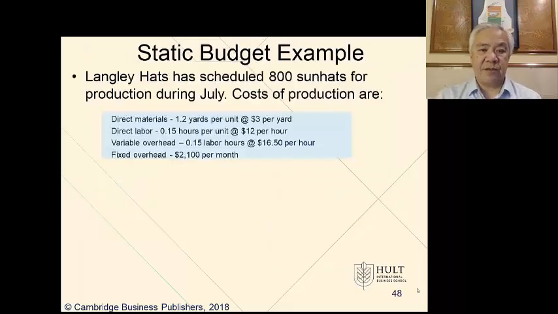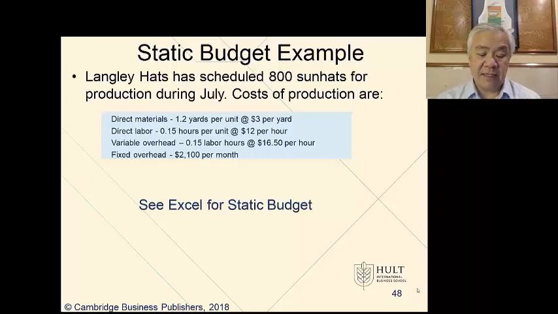So let's do an example. Langley Hats has scheduled to make 800 sun hats for July. And the costs are as follows: direct material, 1.2 yards at $3 per yard, direct labor at 0.15 hours at $12 an hour, variable overhead at 0.15 labor hours at $16.50 per hour, and then fixed overhead of $2,100 a month. What we can do is create a static budget using this very simple data.